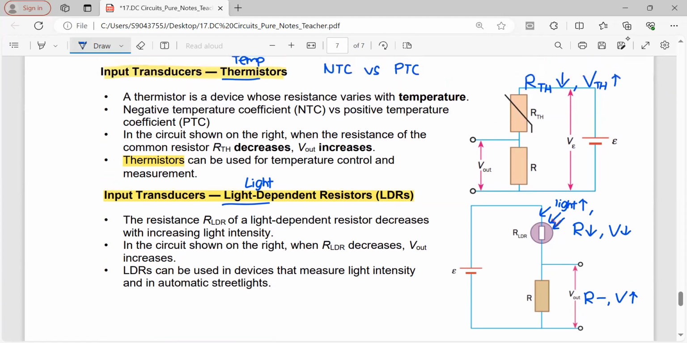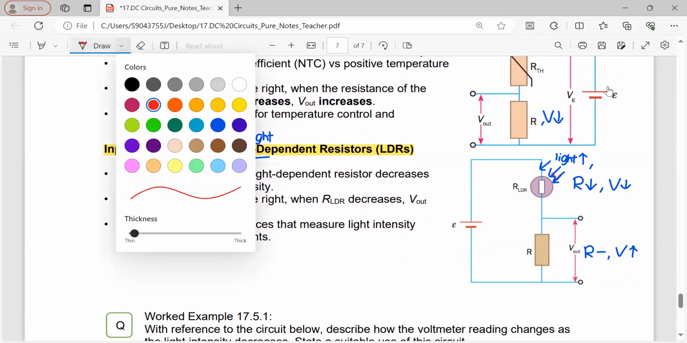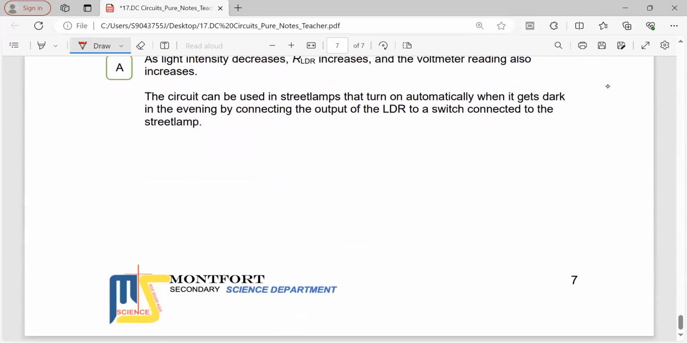You must remember the voltage is being shared. If the voltage here on the top increases, it means the voltage of this resistor decreases. Why? Because in a series circuit, let's go back, in a series circuit, the voltage is additive. EMF equals the voltage of your LDR plus the voltage of the resistor. So if one increases, the other one needs to decrease. And that's all for today's lesson.